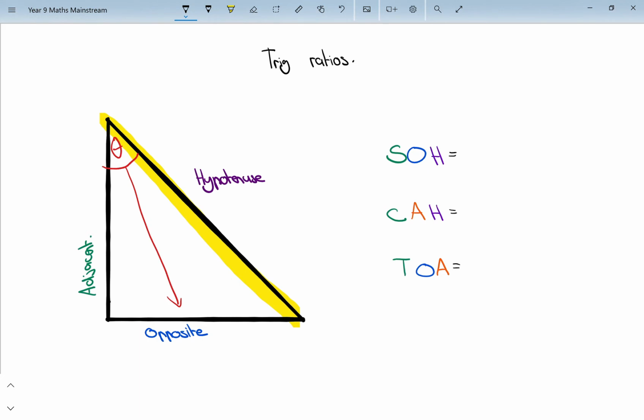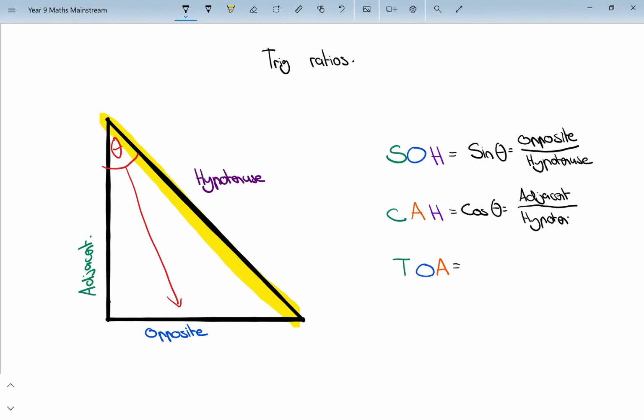Now moving on to the trig ratios. So we have SOHCAHTOA, and these stand for sine of theta, which is that reference angle, equals the ratio between the opposite over the hypotenuse. Now all of these are to do with the ratios. Then we have CAH, that'll be cos theta equals the ratio between the adjacent and the hypotenuse.